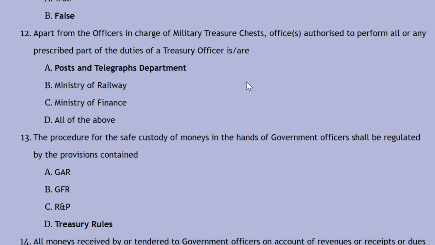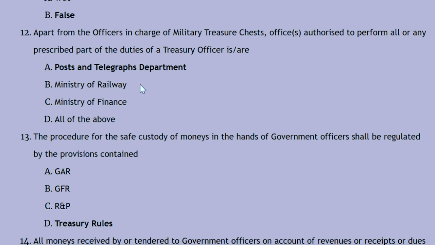Number 12. Apart from the officer in charge of a military treasury, the office authorized to perform all or any prescribed part of the duties of a treasury officer is the Post and Telegraphs Department.